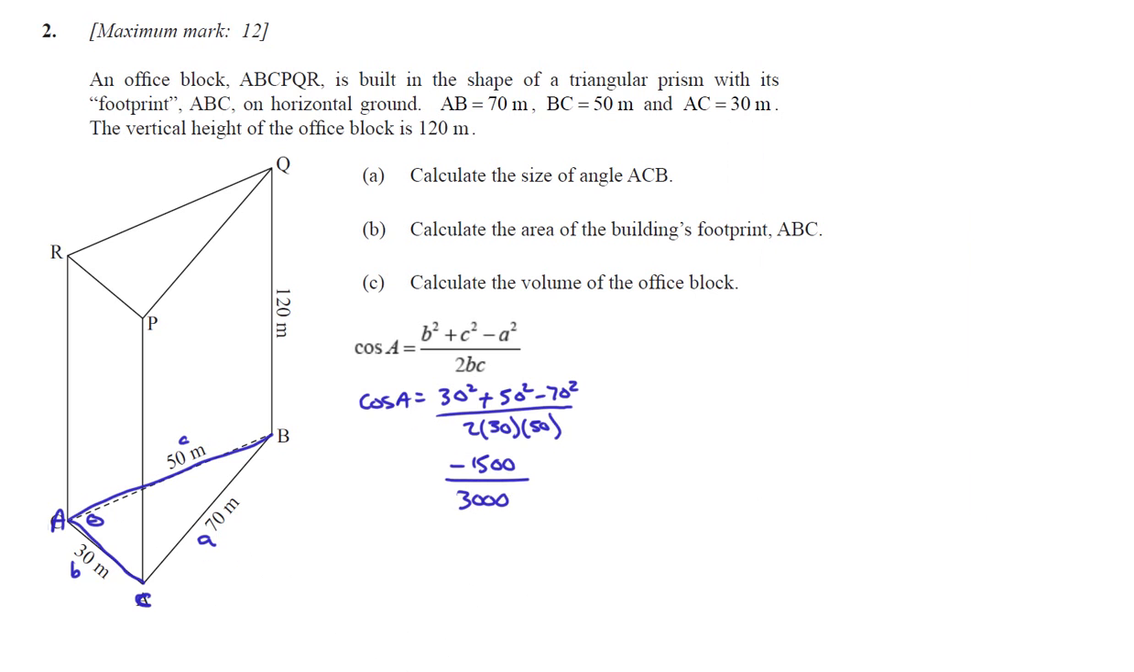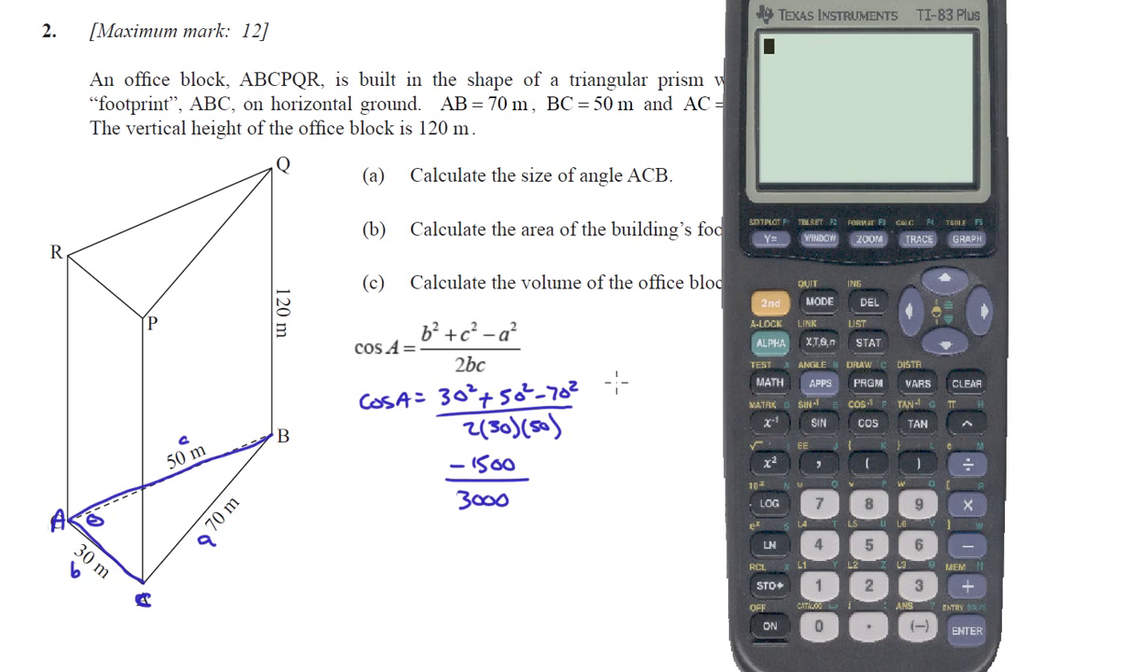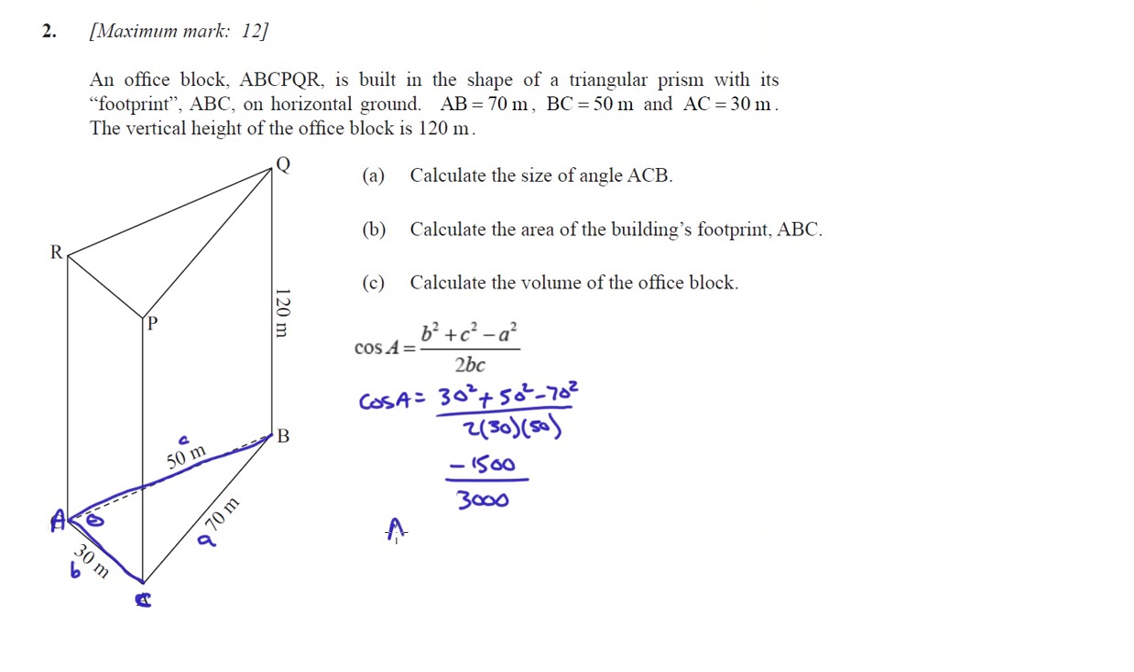All right, so now, since we're looking for the angle, we've got to do inverse cosine of negative 1500 divided by 3000. Right, and that gives us 120 degrees. So A is 120 degrees. So that's angle ACB.